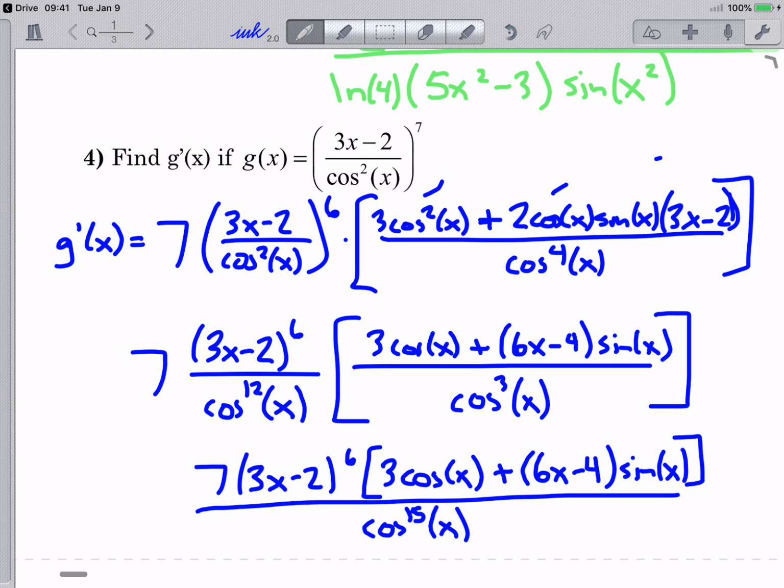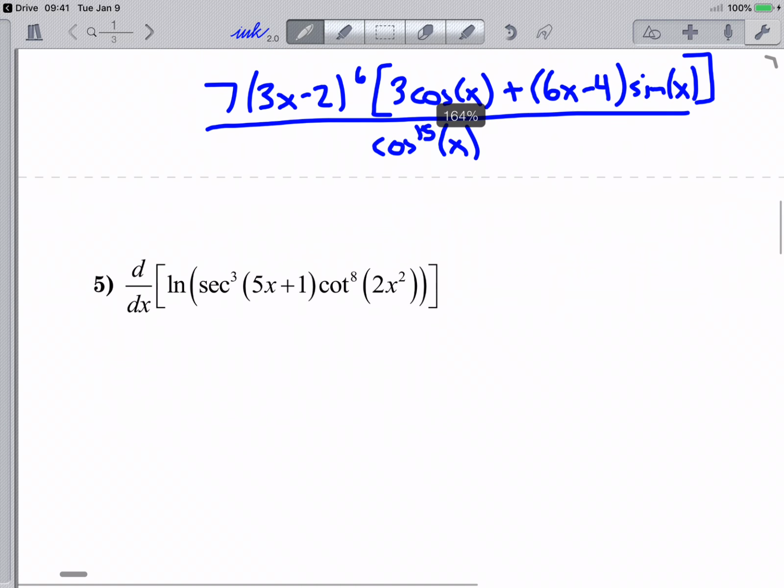So again, I did 7 times the inside left the same, dropped the power down 1, became 6, and then the derivative of the inside of all of this required that I do quotient rule. Low d high minus high d low, all over low squared. On to the next one.